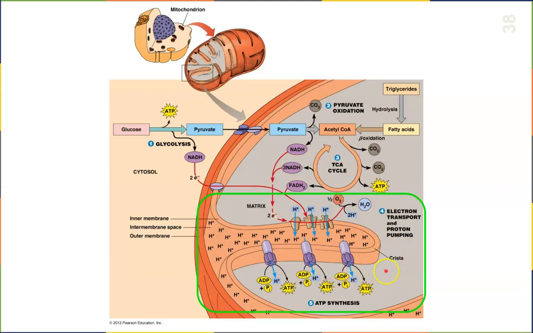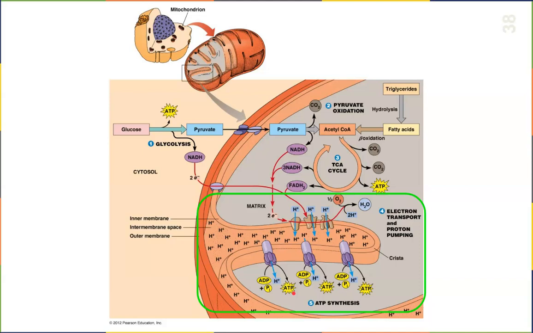So now that the matrix has a neutral charge and the intermembrane space is positively charged, we need to allow those hydrogens to come back through. And so they do actually come back through, and they come back through these ATP synthase proteins. And as they come through, they create ATP.